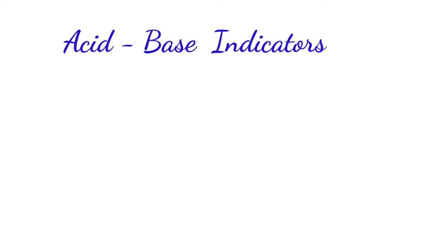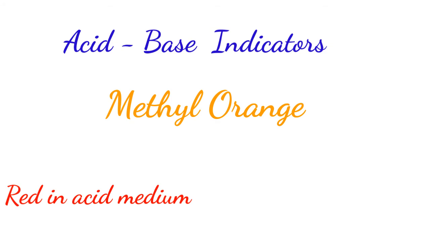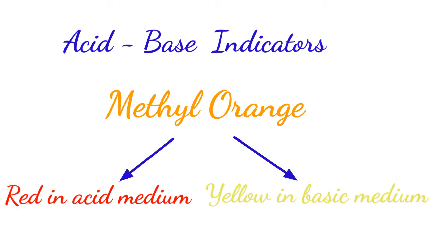Now we can move to synthetic indicators. Methyl orange. The neutral color of methyl orange is orange. Methyl orange indicator gives red color in acidic solution and yellow color in basic solution. That is, an acid can change the orange color of methyl orange indicator to red, and a base can change the orange color of methyl orange indicator to yellow color.